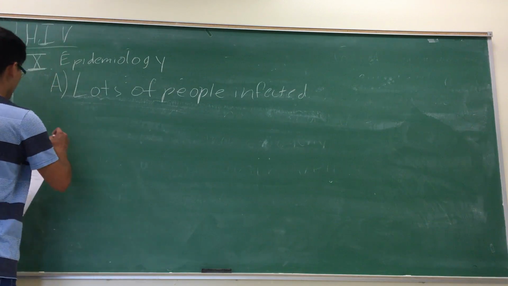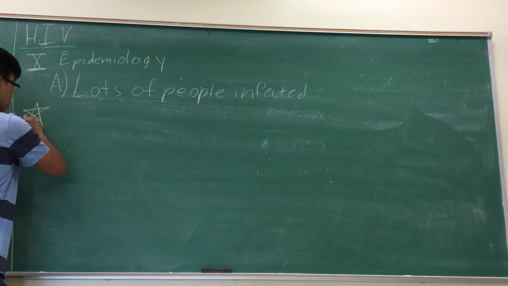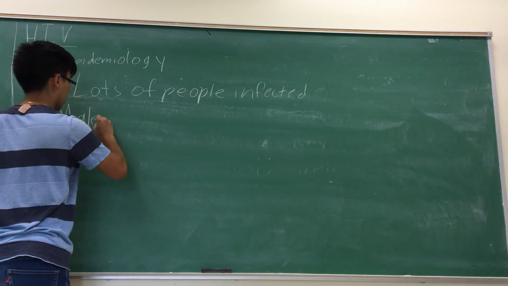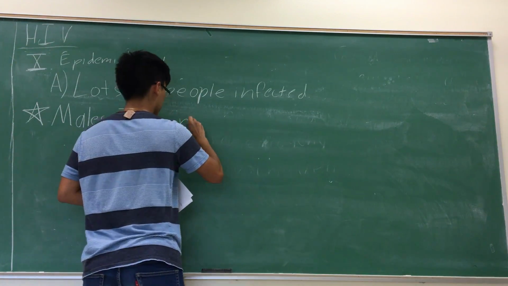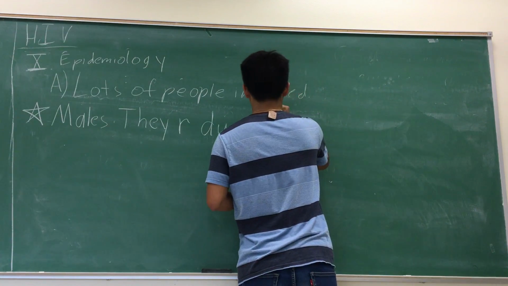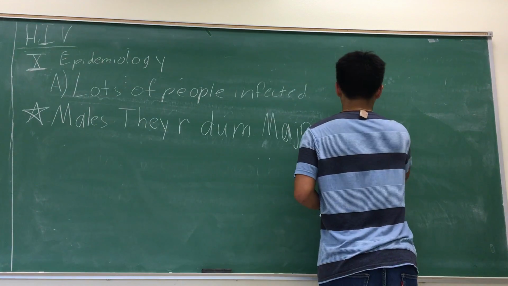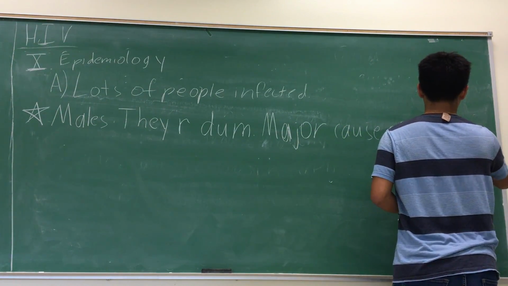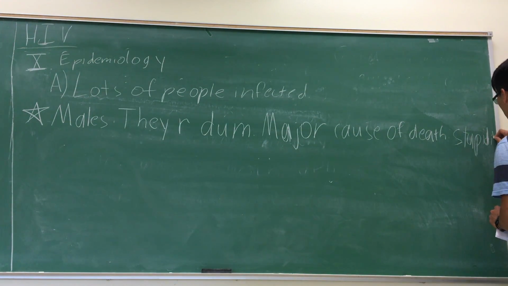So this was on a practice file, I believe, but there's this really important bullet point. This bullet point is this. Males are incredibly dumb. And a major cause of death is stupidity. Essentially accidents.